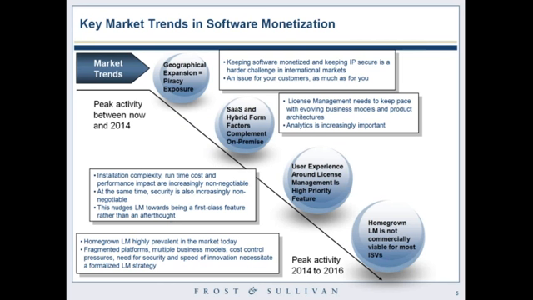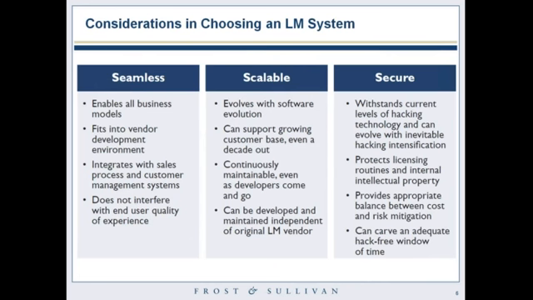So there are a couple of considerations as you choose a license management system, and there are three key aspects of this. There is the seamless aspect. It has to fit easily into your development process, into your deployment process, and into your consumer's production or productivity process. So you want to make sure it enables all your business models, fits into your CRM system, whether you're using Salesforce or an in-house process, whatever your business processes are, whatever your deployment, your channel processes are. It has to fit into all of that, and it absolutely cannot interfere with end user quality.